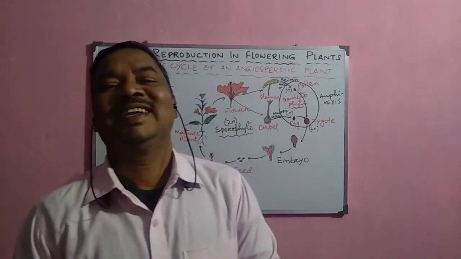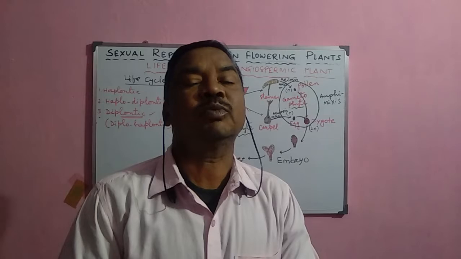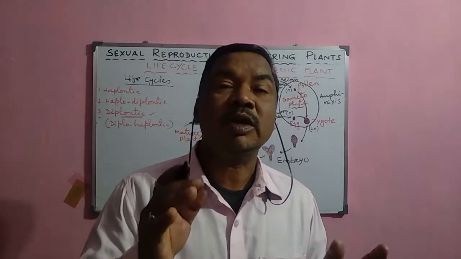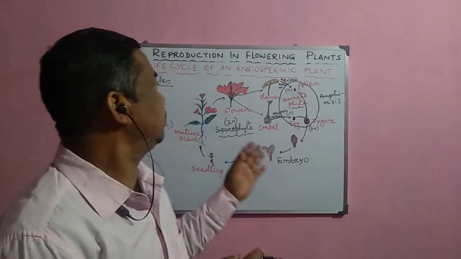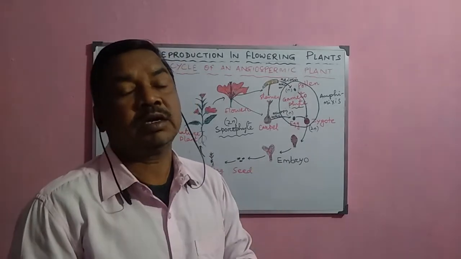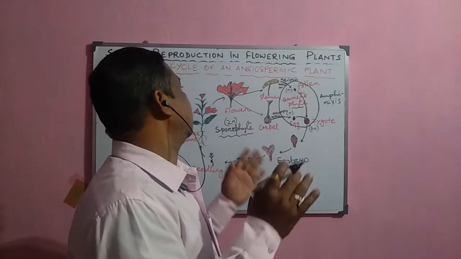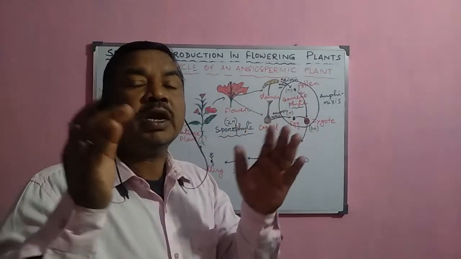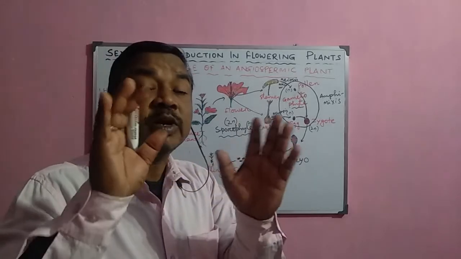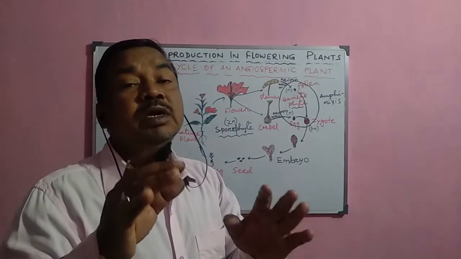Good morning, students. In this video, I shall discuss the life cycle of the angiospermic plant. We have already discussed the different aspects of sexual reproduction in flowering plants. But after the completion of this chapter, this is the last part, where we see how the whole angiospermic plant completes its life cycle, from where it starts to where it completes.